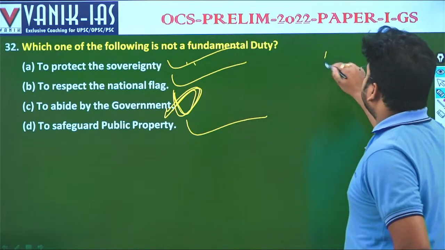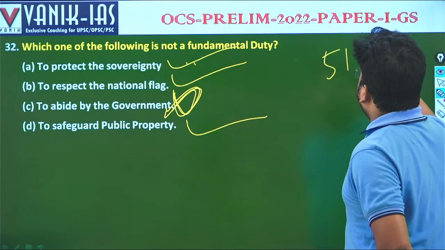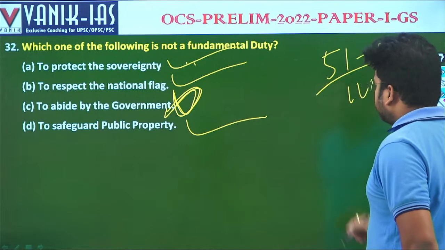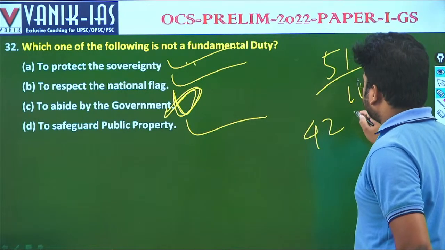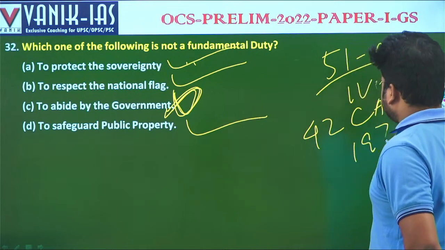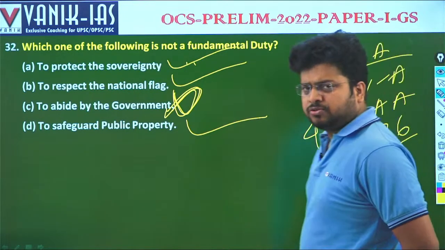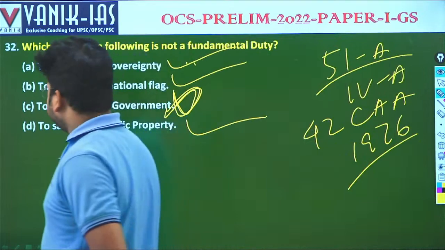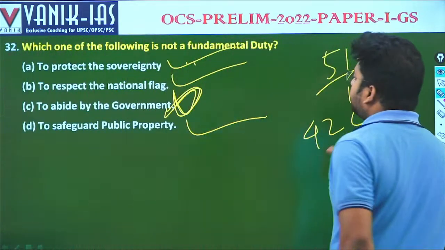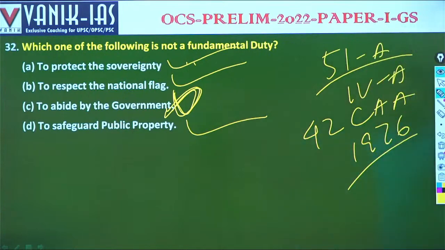Fundamental duties are in Part 4A of the Constitution. They came by the 42nd Constitutional Amendment Act of 1976. Fundamental duties were introduced according to the Swaran Singh Committee recommendation, and they came in the 42nd Constitutional Amendment, 1976.